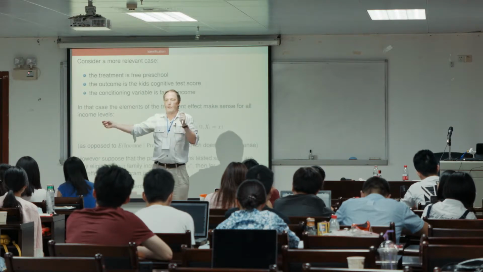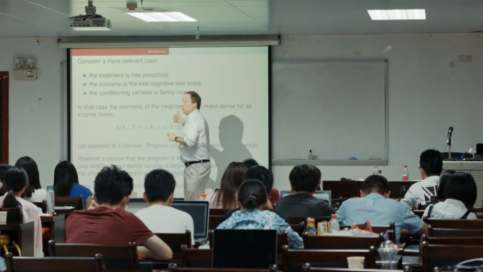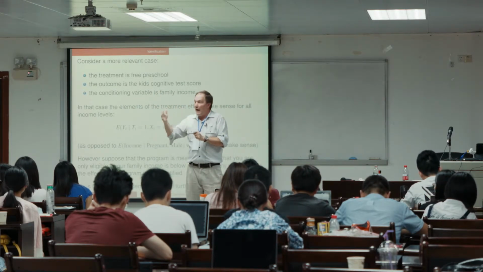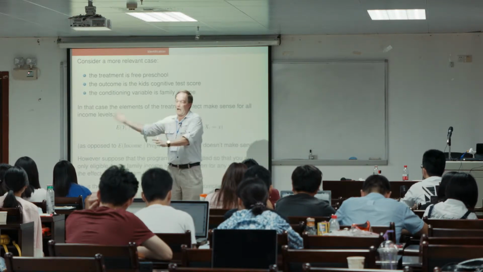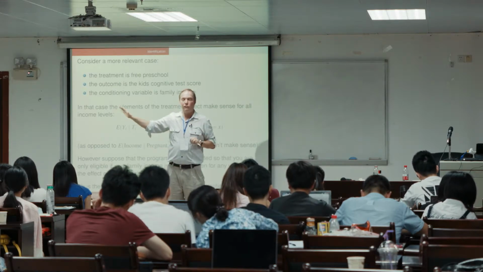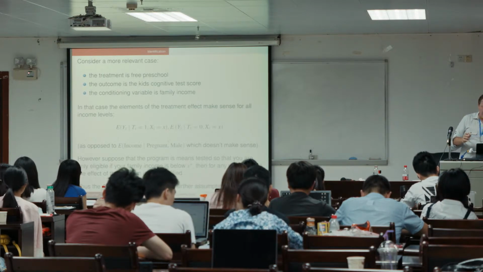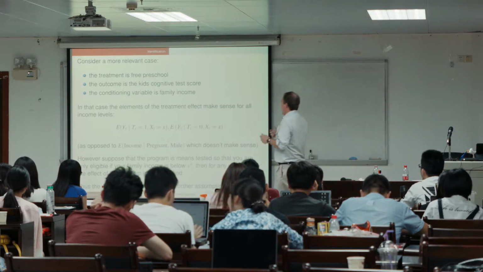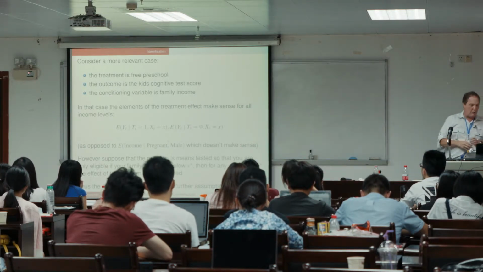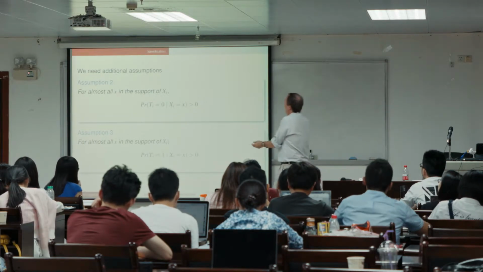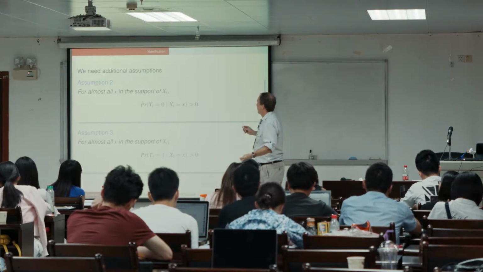So if high-income people are not eligible to get the treatment, even under this assumption of unconfoundedness, I still cannot estimate the average treatment effect, because I can never estimate the effect of the preschool program on high-income people, because none of them ever get the treatment. So even under this strong unconfoundedness assumption, I still can't identify the full thing. I need the following assumptions in order to estimate either the treatment on the treated or the average treatment effect or the treatment on the untreated.